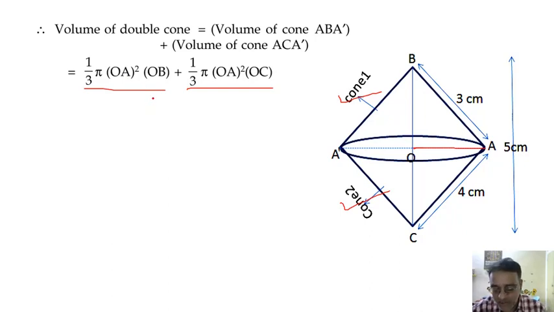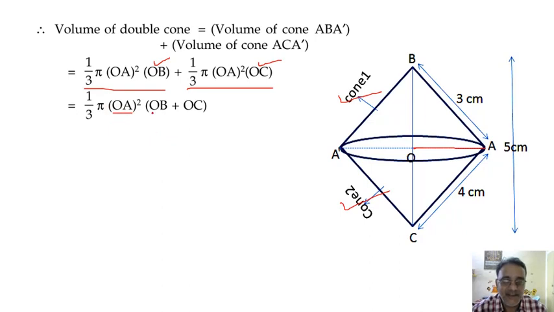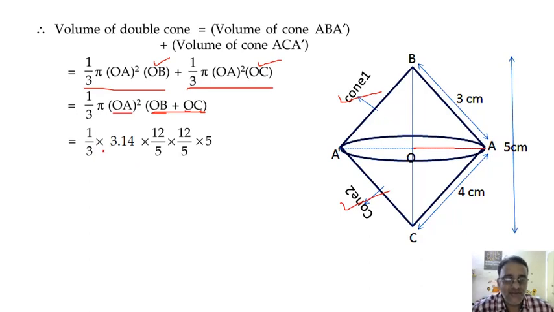1/3 pi OA². If we take common, what we will get? OB here and OC here. So OB plus OC we will get. Now we'll substitute. OA is 12 by 5 and OB plus OC is nothing but BC, this is 5 only. So 1/3 into 3.14 into 12 by 5 into 12 by 5 into 5.